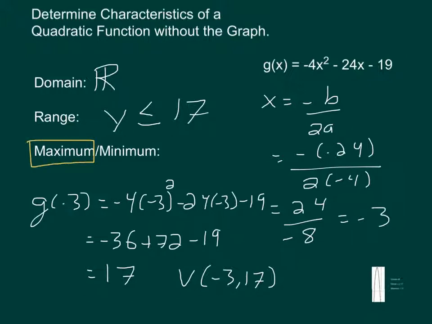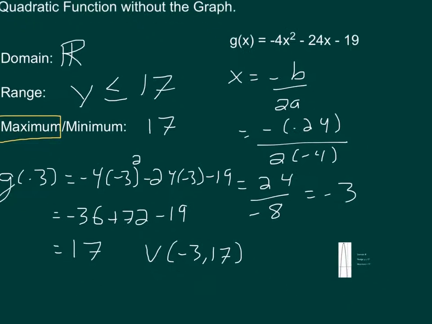Connected to that is the idea that this is going to be a maximum. Anything that opens down has a maximum, not a minimum. If it was a parabola that opened up because the lead coefficient was positive, we would have a minimum value, again, located at the vertex. In this case, I have a maximum value, and when I'm talking about maximum, I'm talking about the y, so my maximum here is 17, which is connected to both my range and my vertex. We can take a look at a graph of this function to confirm our findings.